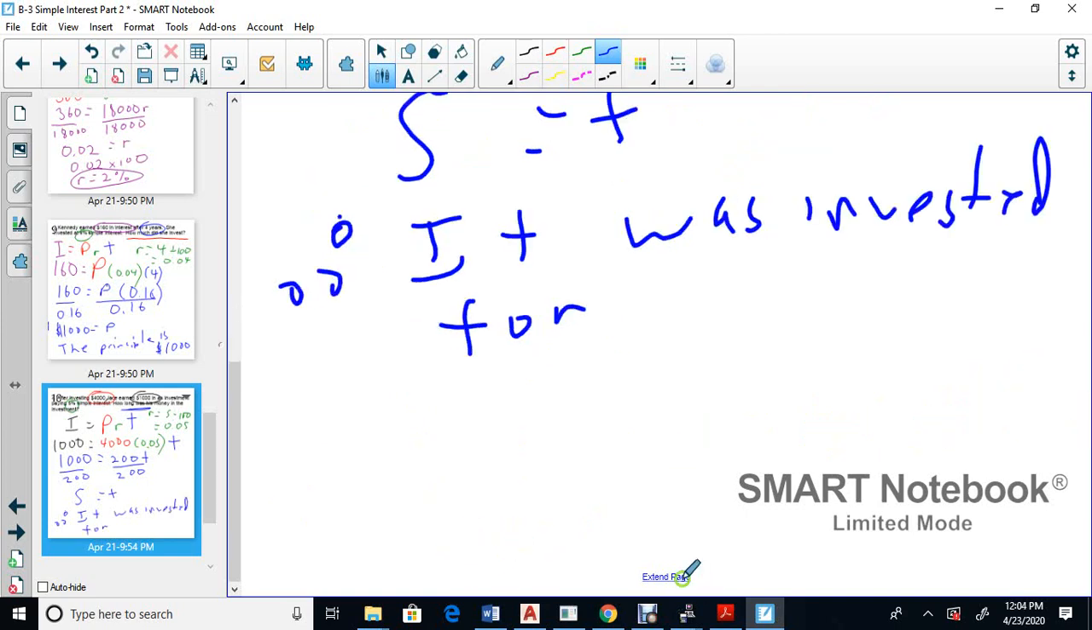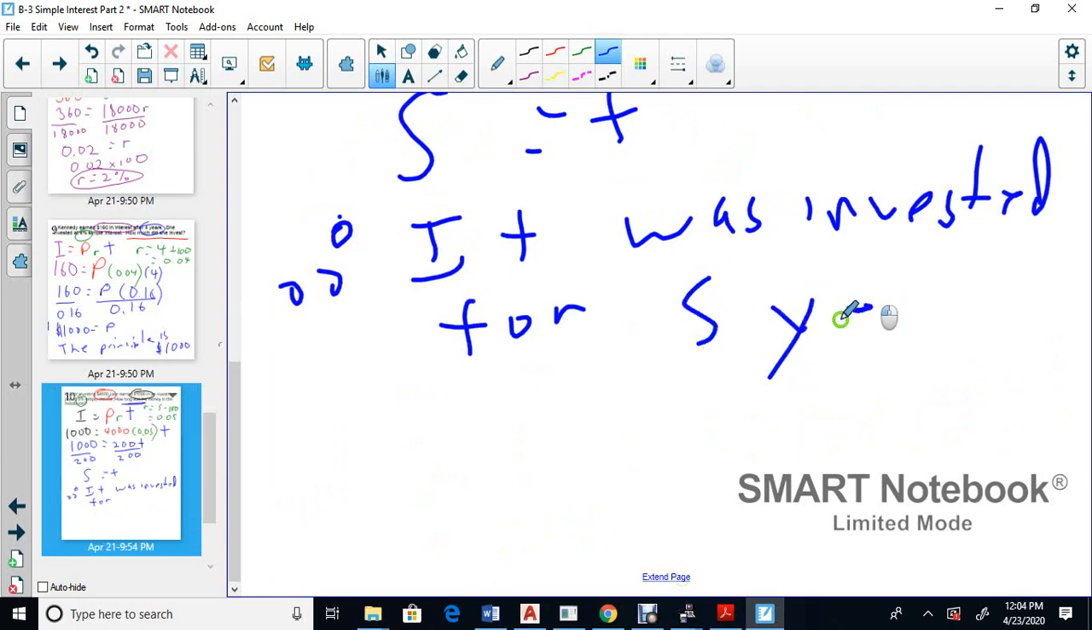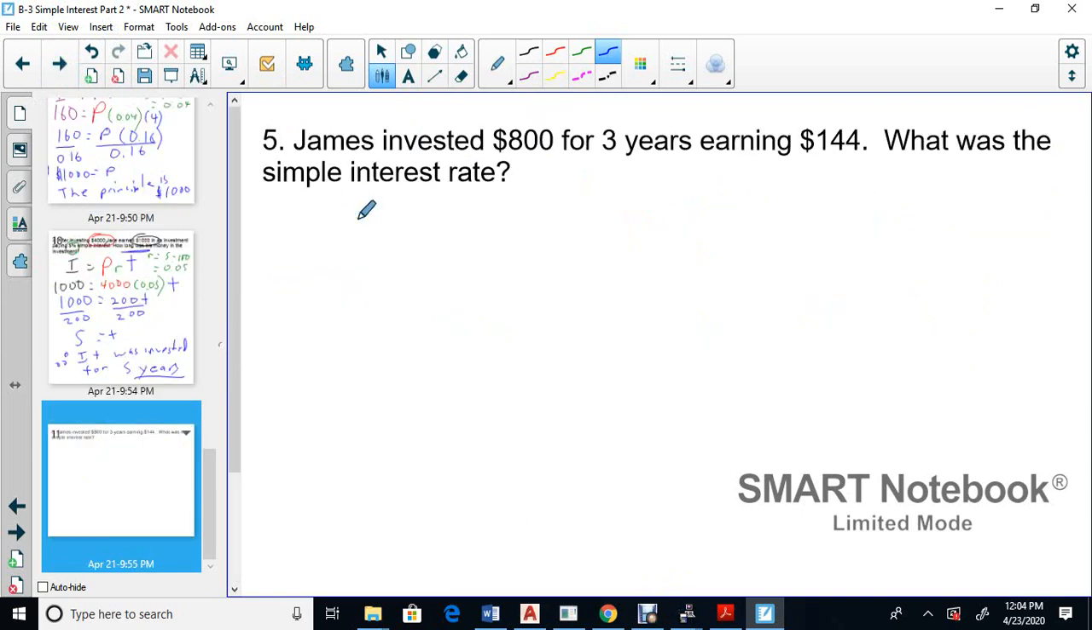And let's not forget the years. Don't forget the word years at the end. So Jase made that $1,000 in 5 years. Okay, next question, and our final question. James invested $800 for 3 years. He earned $133. What was the simple interest rate? So let's color code this again.